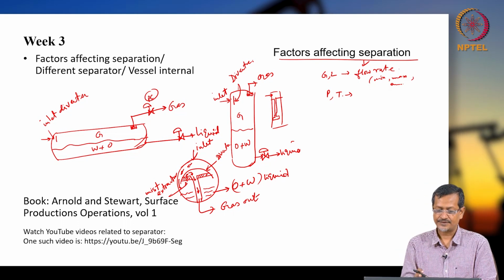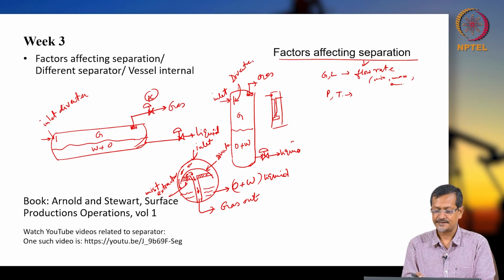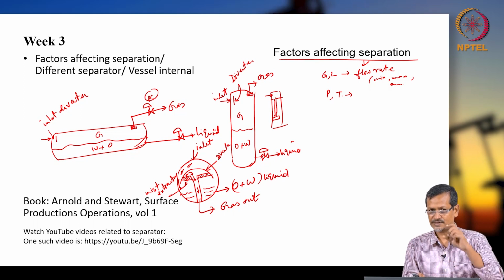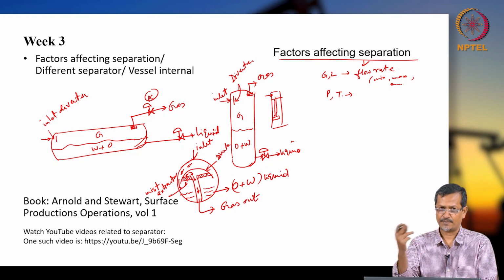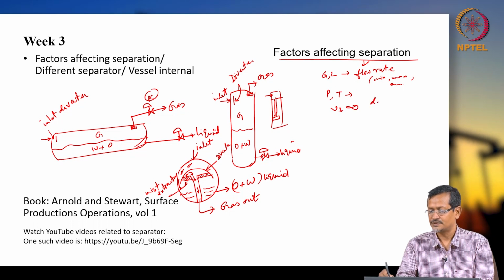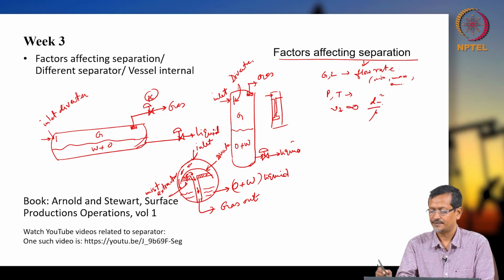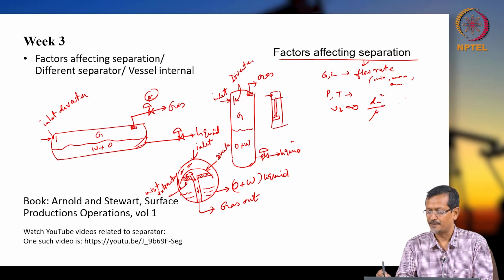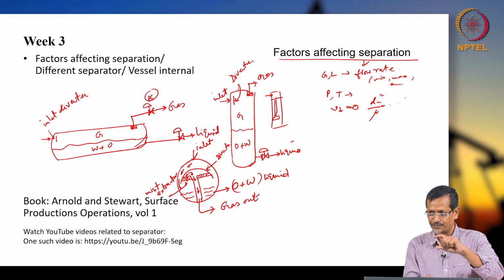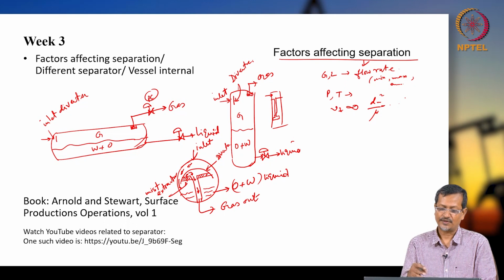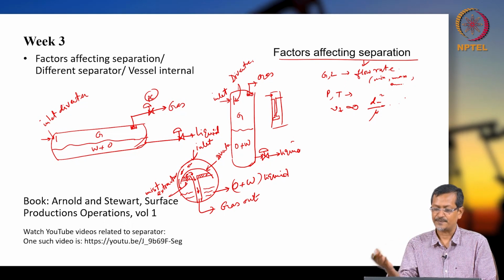Physical properties of fluid such as density and compressibility. If you know density and compressibility, then you know the separation performance. For example, you can remember the formula of settling, where specific gravity was also there. Those parameters were there, so if you change them, your separation performance will change. So you have to know density and compressibility also.